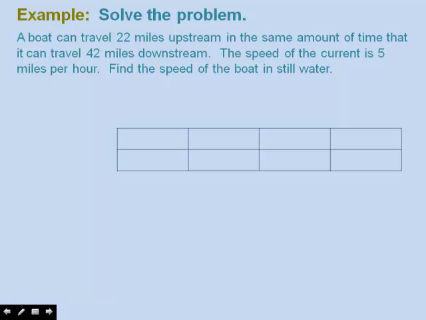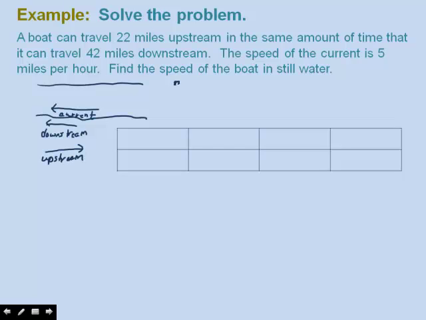In these kind of problems where you have either a boat with the current or an airplane with the wind, you have to think about the directions. So let's draw a little picture here to help us. If this is our river, and let's say that the current is flowing this way, that would mean that this direction would be downstream. And if we were going this direction, that would be upstream against the current.